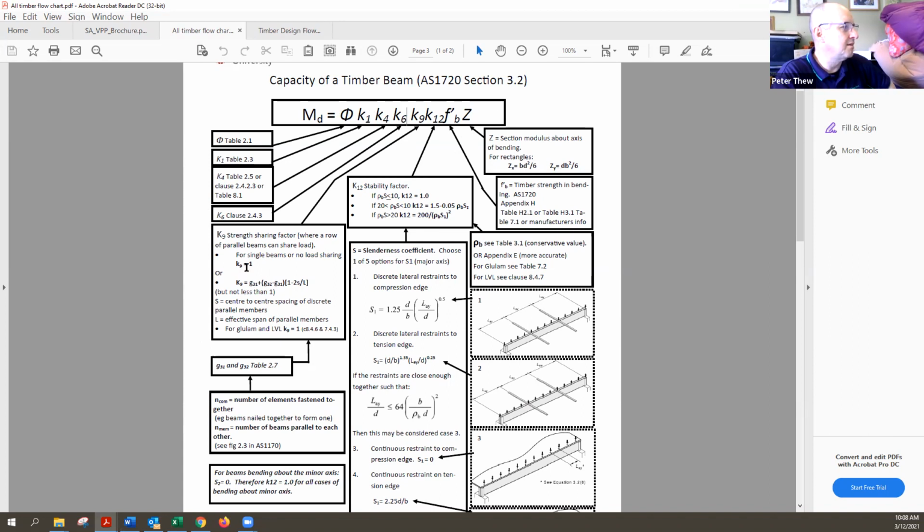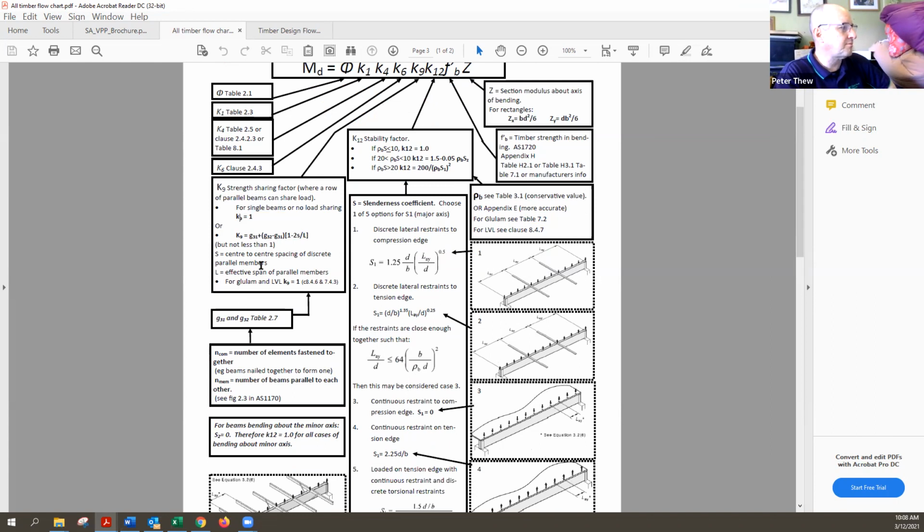So they have to be joined by something which is capable of taking a bit of load out of the side. For a single beam, where we've got one beam, if it's weak, there's no load sharing. If there's no system in place that can share load from one beam to the other if it's a bit weak, then K9 is 1. That's your simple case, okay?